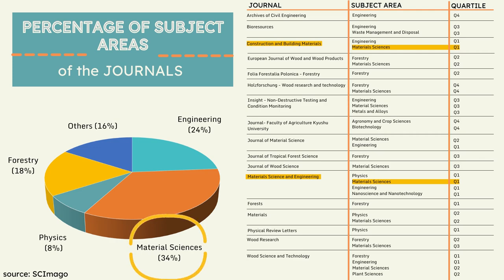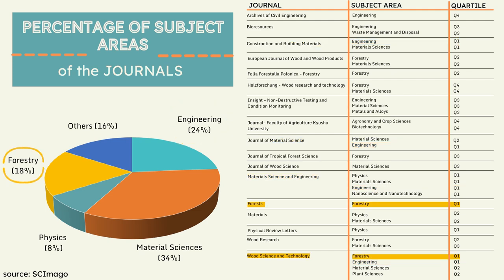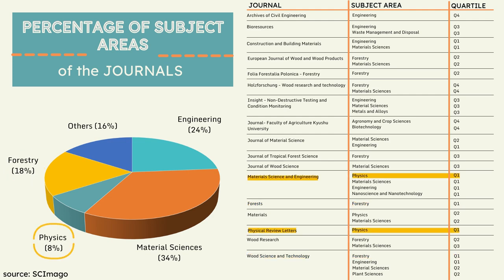The main macro areas are material sciences, which reached the major percentage and for which the most prominent journals, according to the journal quartile, are Construction and Building Materials and Material Sciences and Engineering. The engineering subject area reached 24% and the most prominent journals are Construction and Building Materials, Journal of Material Science and Engineering, Wood Science and Technology. For the forestry subject, which has reached only 18%, these are Forests and Wood Science and Technology. For physics, which reached only 8%, the most prominent journals are Material Science and Engineering and Physical Review Letters. The others category comprehends subjects such as waste management and disposal, agronomy and crop sciences, biotechnology, nanosciences and nanotechnology, plant sciences and metals and alloys.